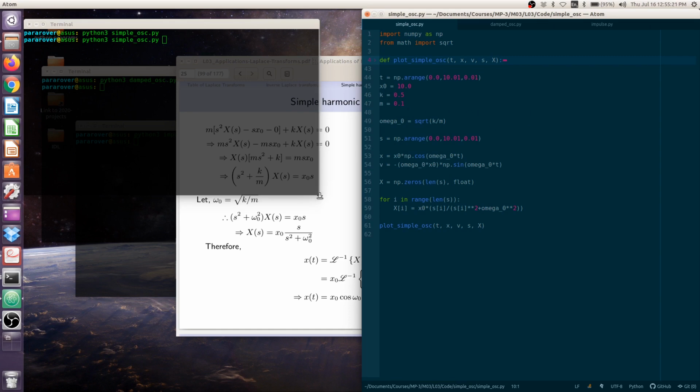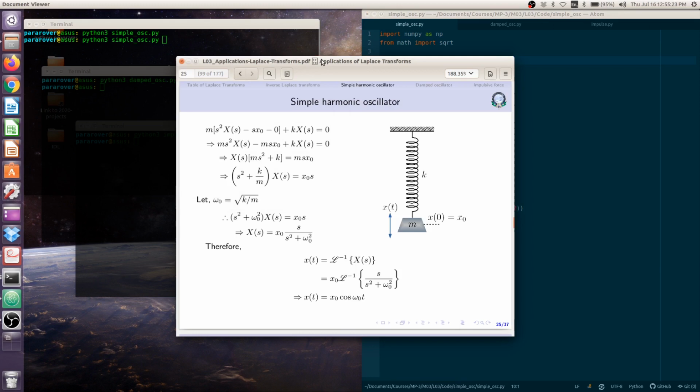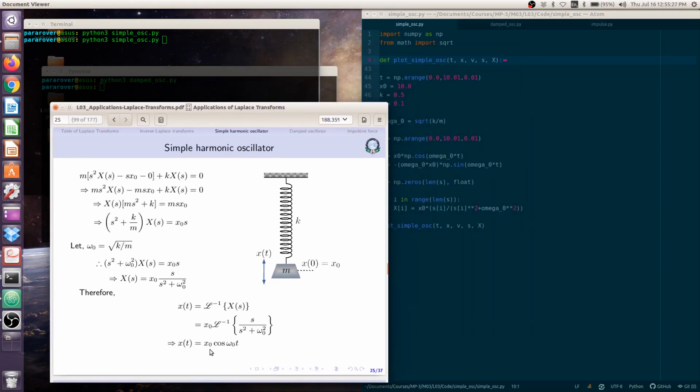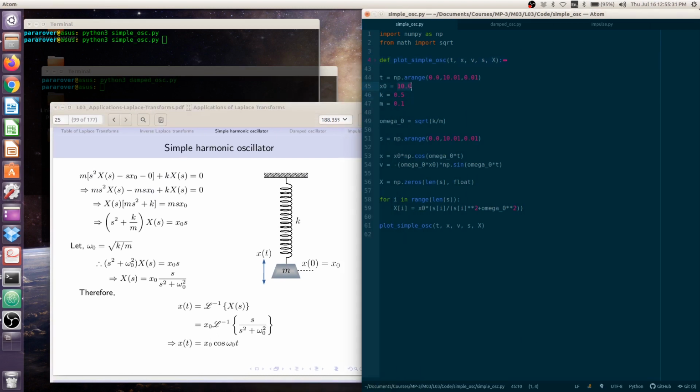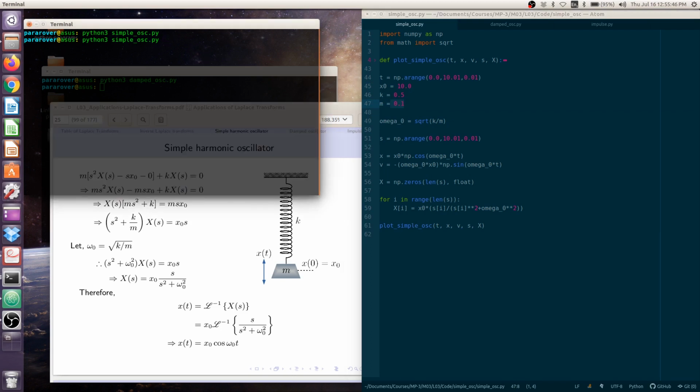So here we have these quantities. We need x naught and omega naught. I'm taking x naught as 10, and omega naught you can get from k and m. So I give a value of k and a value of m. From here it will calculate omega naught, and then it will calculate this and plot this. So let's see this at work. You should expect a cosine graph.